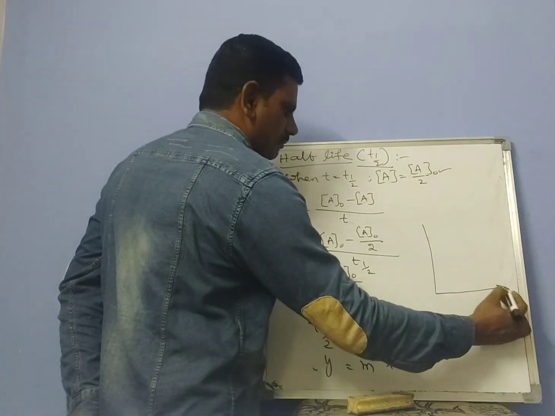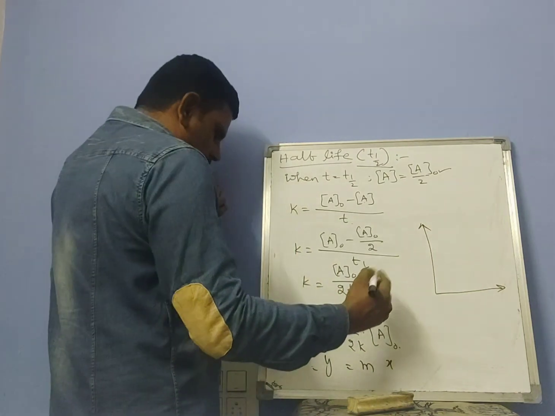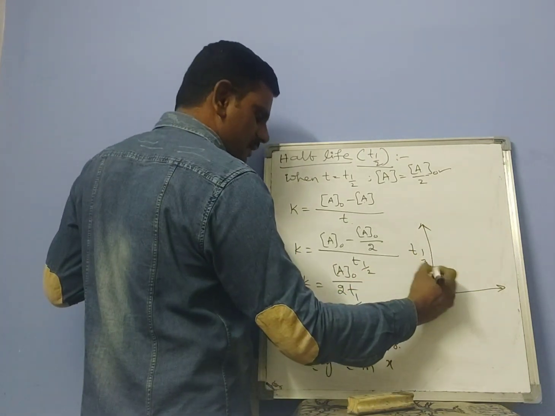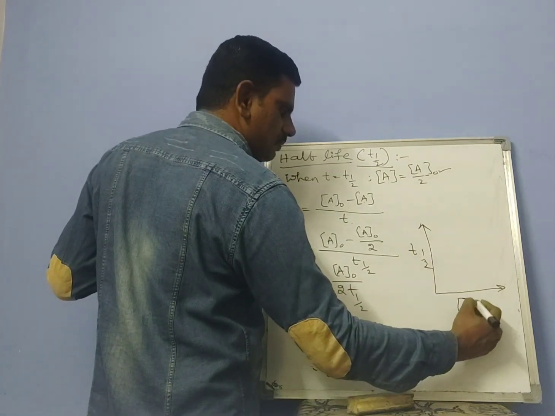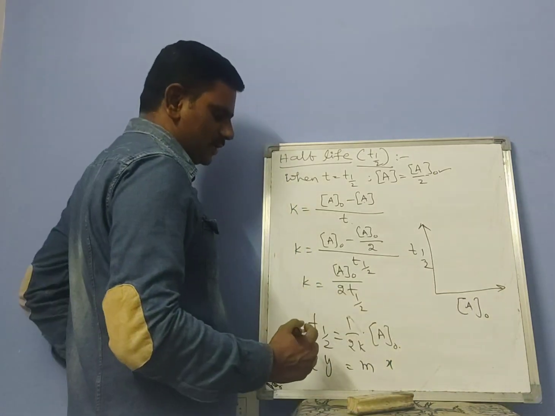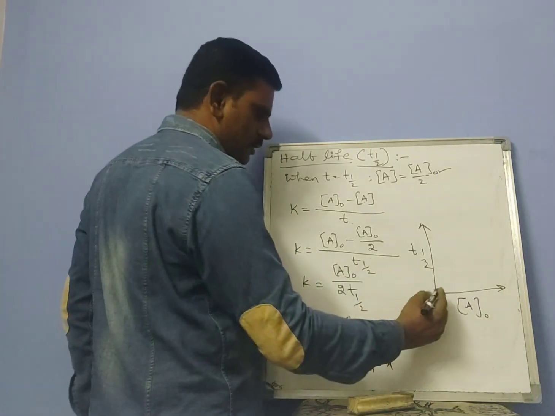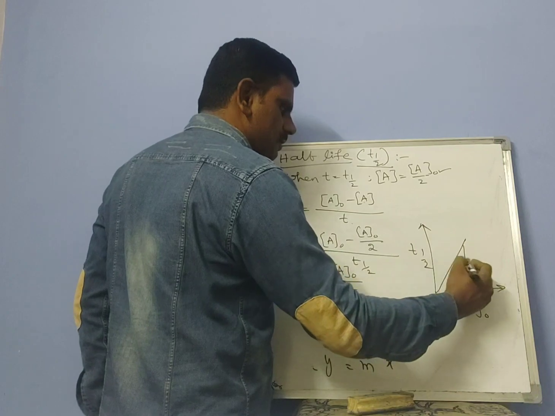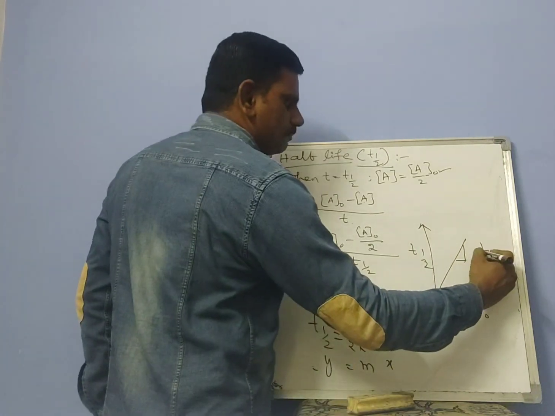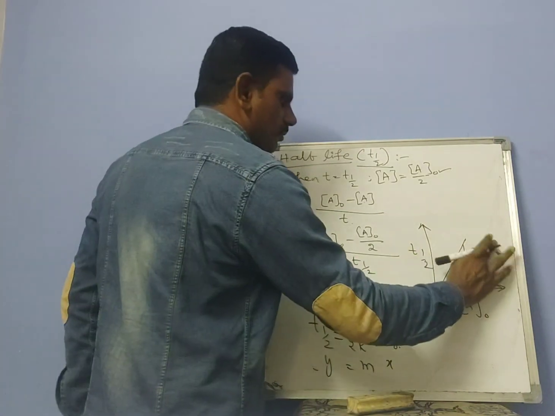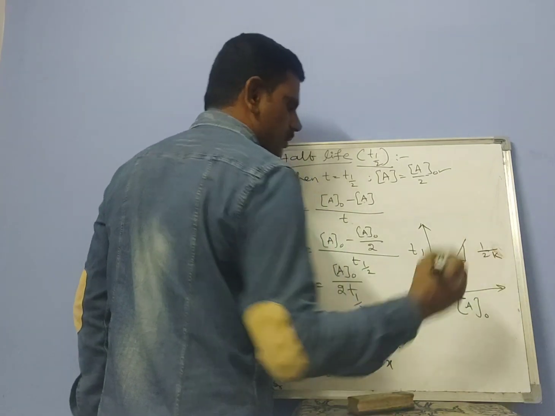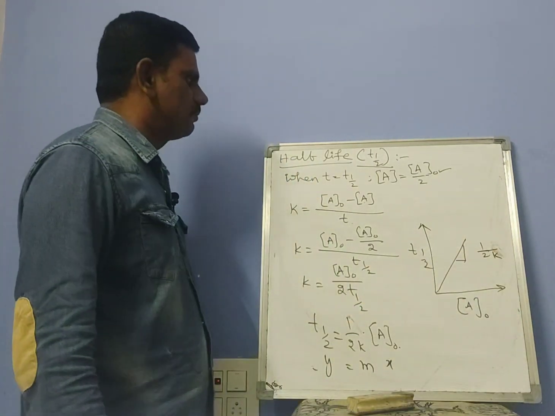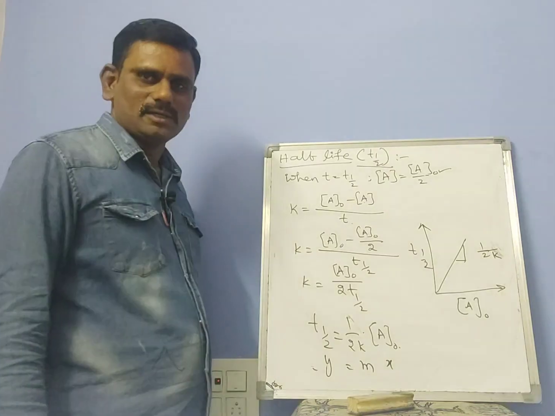Again we draw a graph. On the y axis, T half is there, and on the x axis, the initial concentration of the reactant. So what is the slope here? Slope is 1 by 2K. 1 by 2K is the slope. It is the half-life of a zero order reaction.